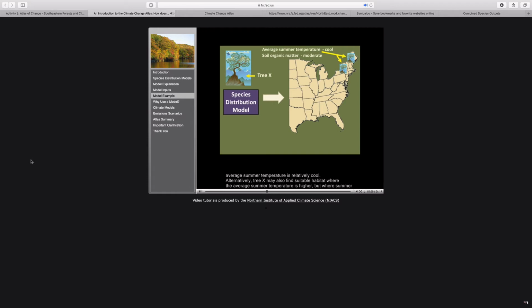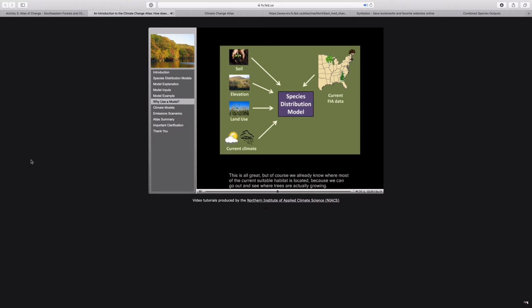Alternatively, tree X may also find suitable habitat where the average summer temperature is higher, but where summer precipitation is above average and soil productivity is low. So, where these specific combinations of temperature, precipitation, and soil conditions occur, habitat will likely be suitable for tree X. This is all great, but of course we already know where most of the current suitable habitat is located because we can go out and see where trees are actually growing. So why do we need a model to do this?